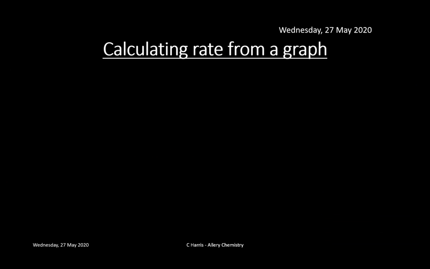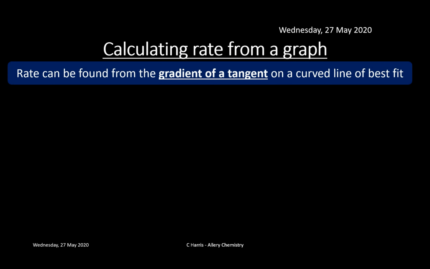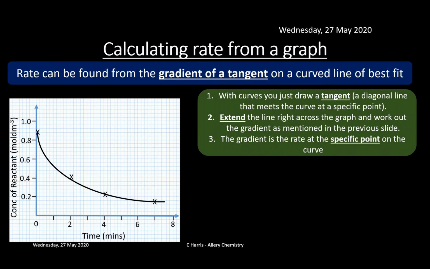Okay, so what we're going to do is use this to calculate the rate from a graph. Rate can be found from the gradient of a tangent on a curved line of best fit. Obviously all the results that we've taken, we need to plot onto a graph, and these are the graphs that we're going to plot after taking the results from our practicals. An example would be this.